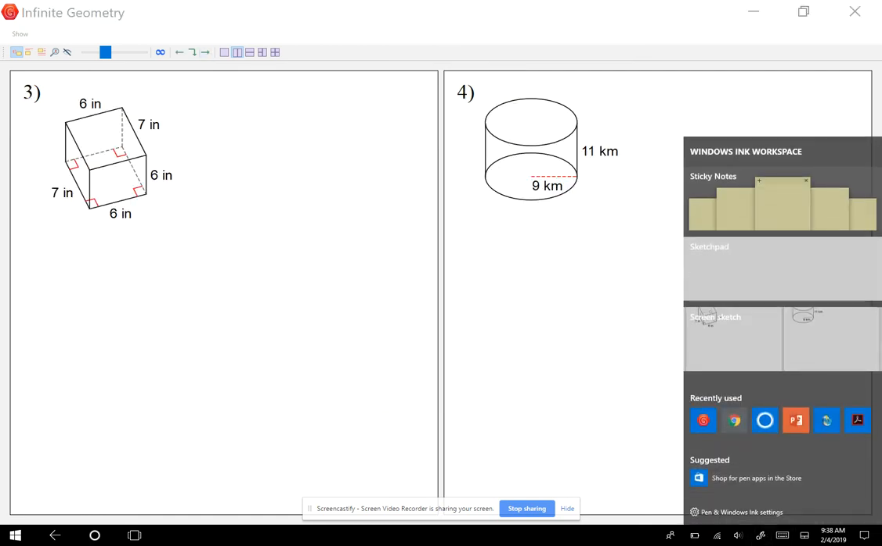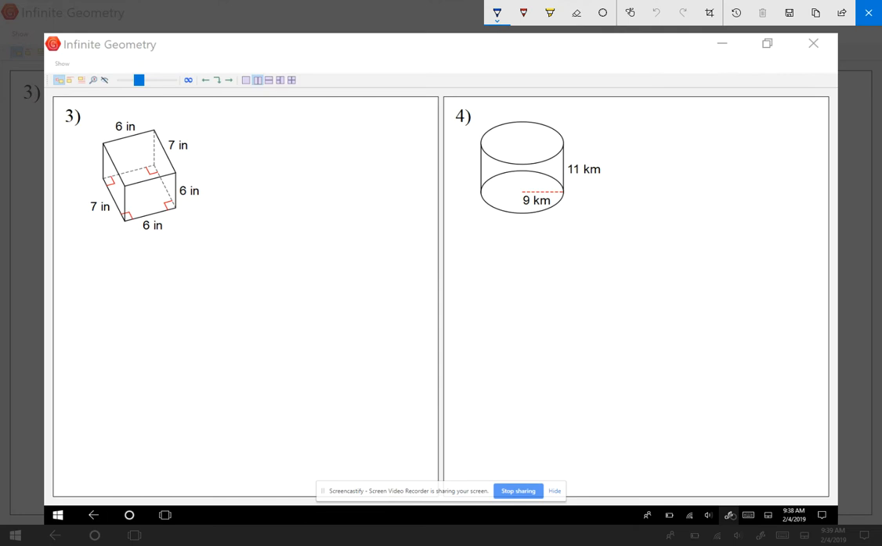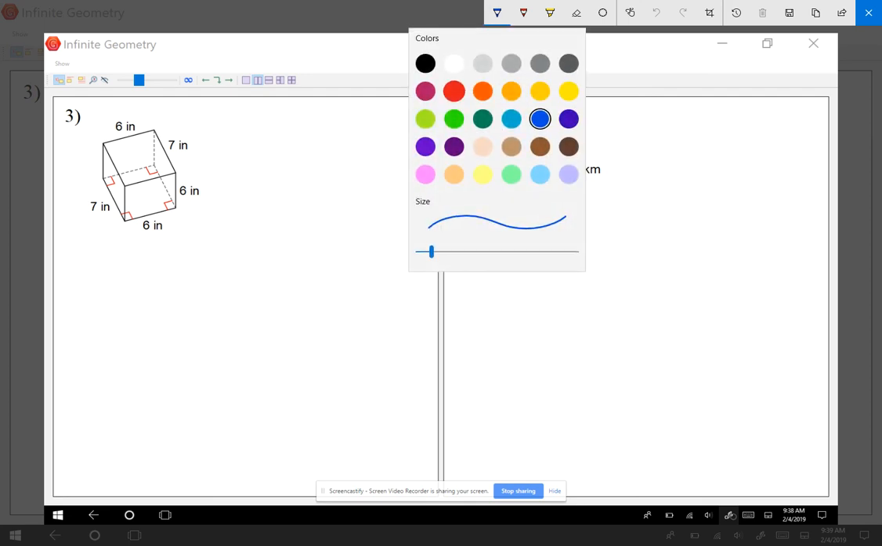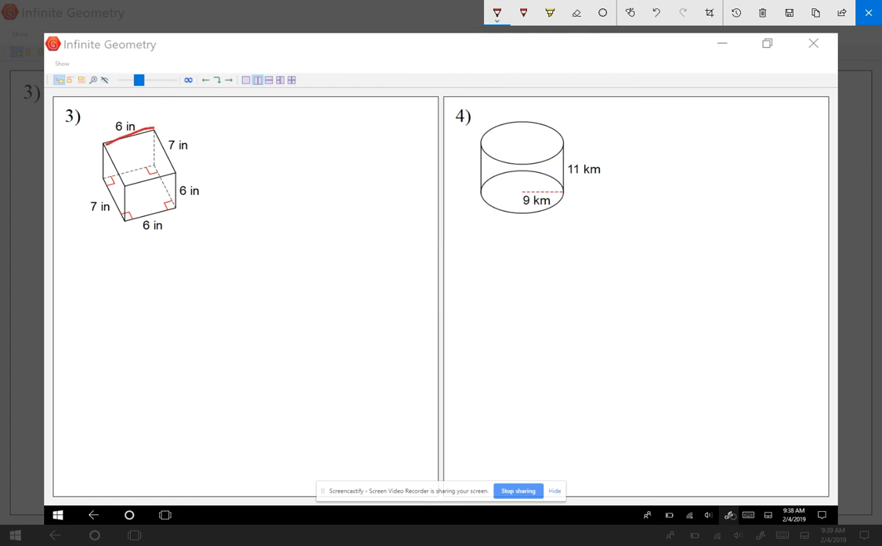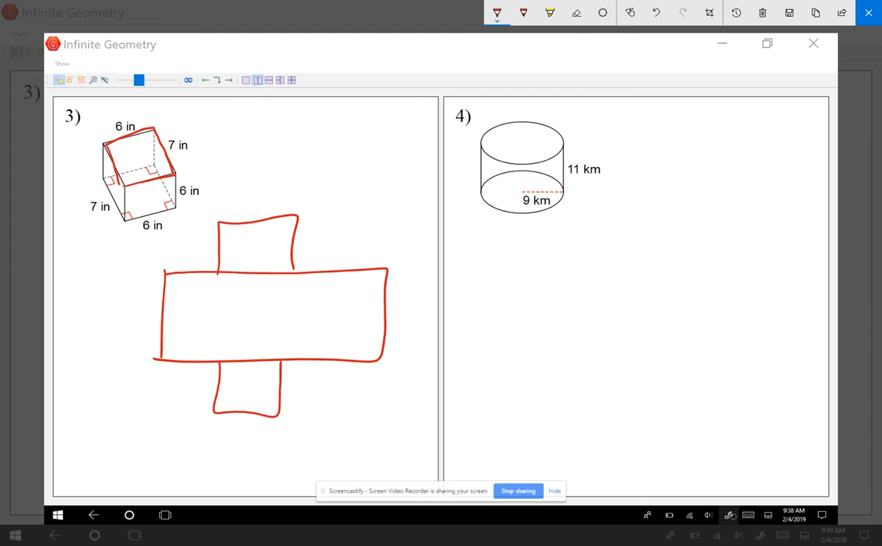Now, the hard things are when the prism is a rectangular prism. When the base is a triangle, it's a polygon, so it's easy to tell which one is the base. When we have a rectangular prism, like number 3, it's kind of hard to tell which one is the base. So I'm going to highlight the base in red. I see it's a 6 by 7 rectangle. So remember, all I'm going to do is a big rectangle and two bases. My base is a 6 by 7 rectangle, so I multiply 6 times 7, and that gives me that each of my bases is 42.